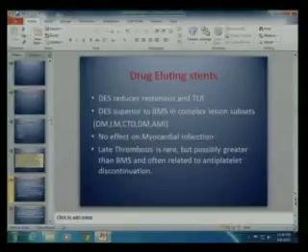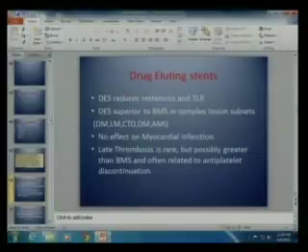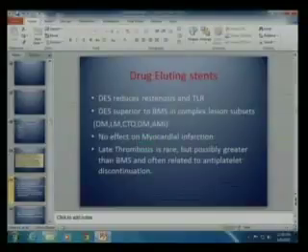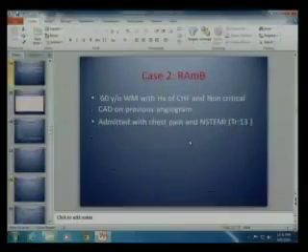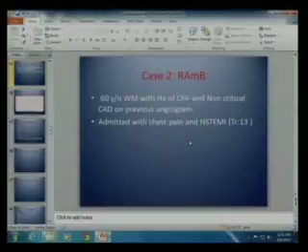But drug-eluting stents, we know, reduce restenosis and target lesion revascularization. And in different studies, they are superior to bare metal stents in complex lesion subsets. There is no effect on myocardial infarction, but there is a very small increase in the risk of late or very late stent thrombosis.